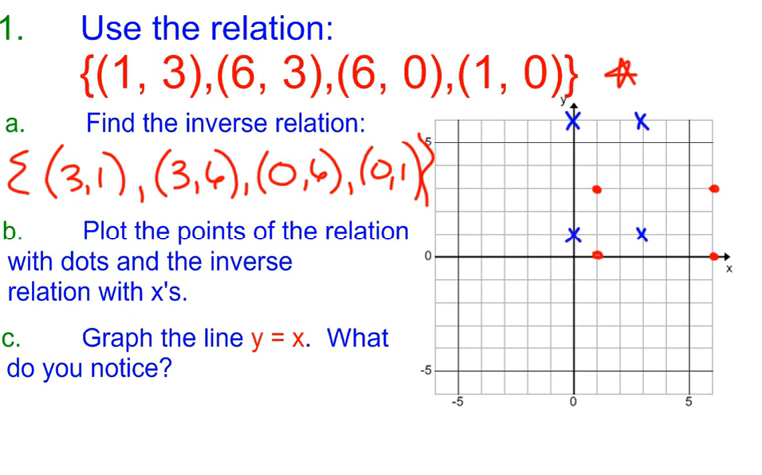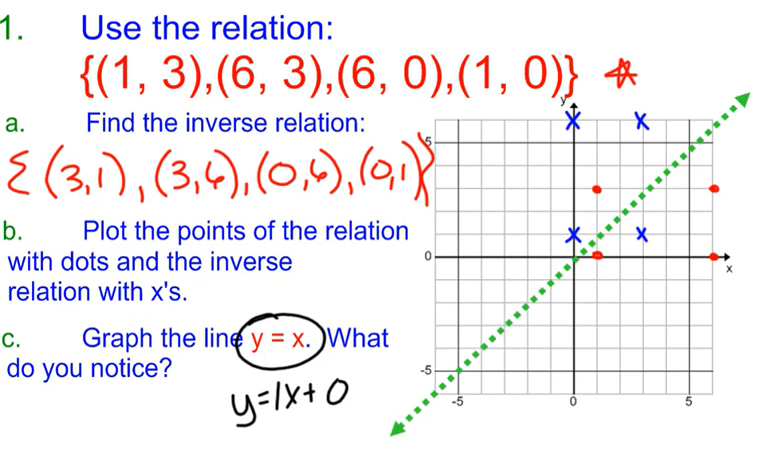So here's the thing that we want to notice about inverses. It tells us to graph the line y equals x. The line y equals x has a slope of 1 and a b of 0. So that line is always the one that actually cuts your graph in half. I'm going to just graph it as a dashed line because it's not part of our answer. That's this line right here. That's the line y equals x.